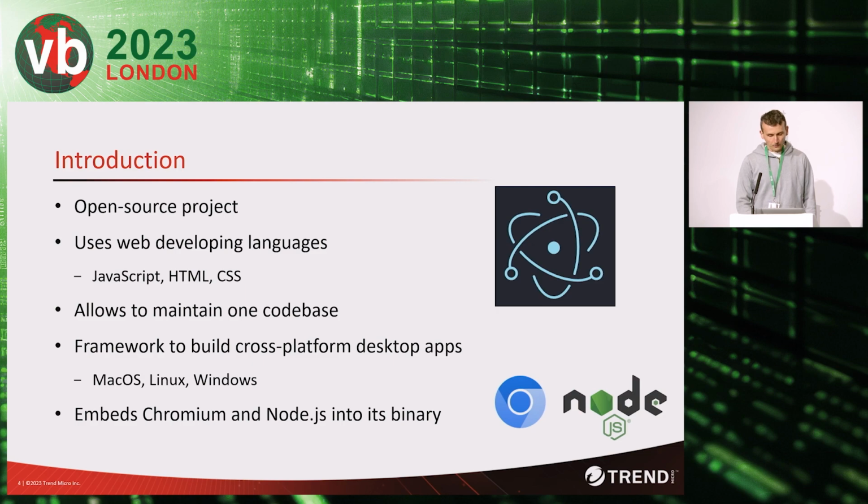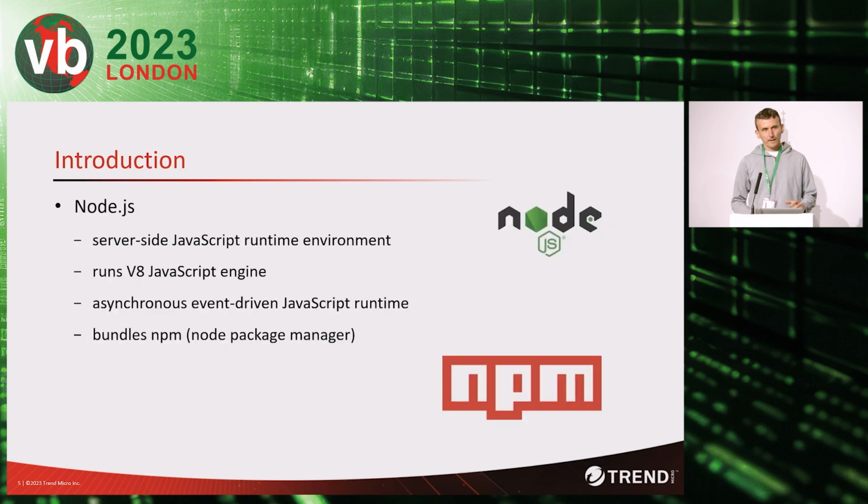Electron project uses Chromium and Node.js, and they build both of these projects into one binary. Node.js is kind of like the backend, the server side. It's a JavaScript engine. It uses NPM, the Node Package Manager, so it's very extensible. It has lots of libraries.